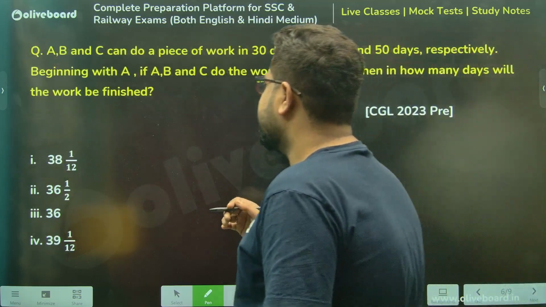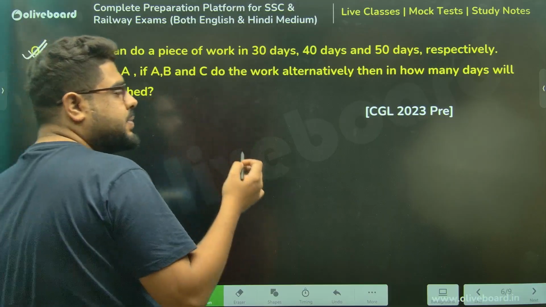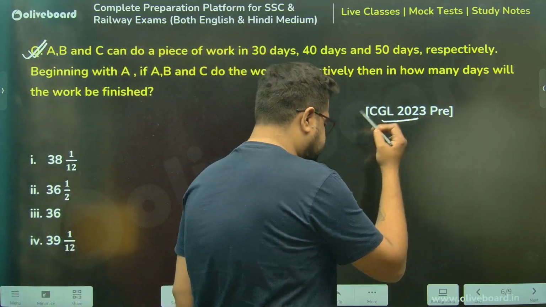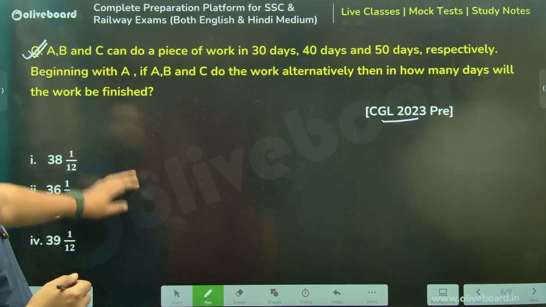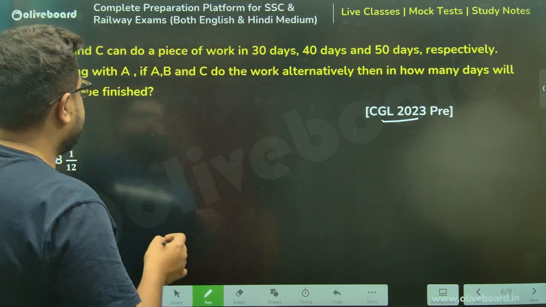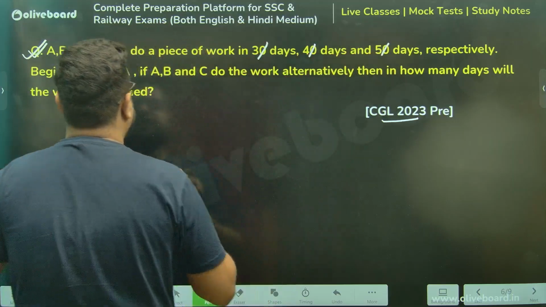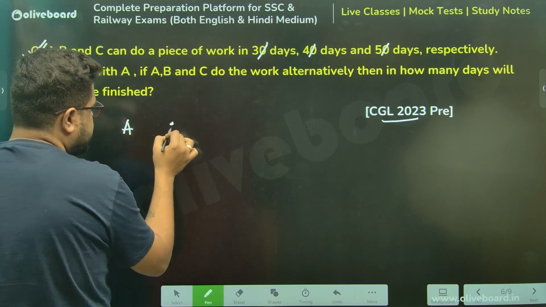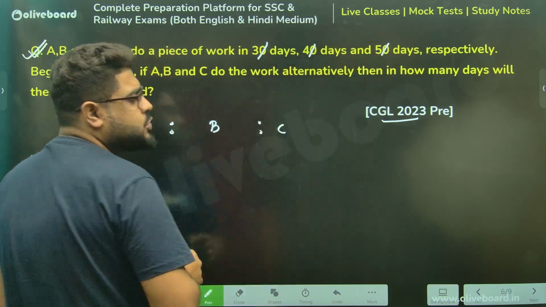Moving on, sir. Some pure alternate question. Let's level this up. Again, I've taken a question from 2023 itself. Sir, A, B, and C, 30, 40, 50 days. So first things first, total work, efficiency. A is to B is to C. So time ratio is 3 is to 4 is to 5.